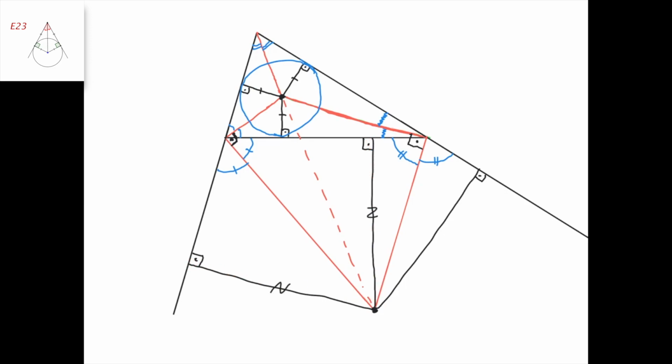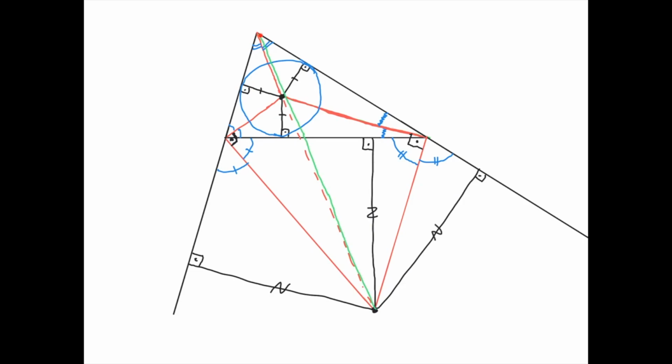For example, because of symmetry with respect to this angle bisector. This is symmetric to this, and so this point is symmetric to this point. Similarly, consider this angle. This is an angle bisector of this angle, and so this is a random point on the angle bisector, and we drop perpendiculars to the two arms of the angle. And so the lengths of these two perpendiculars are equal.